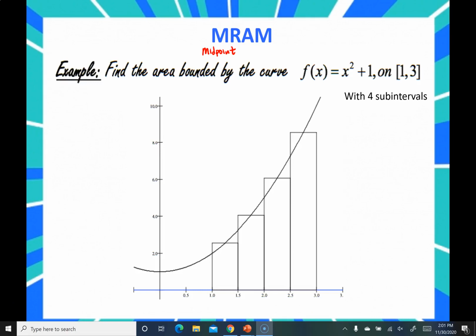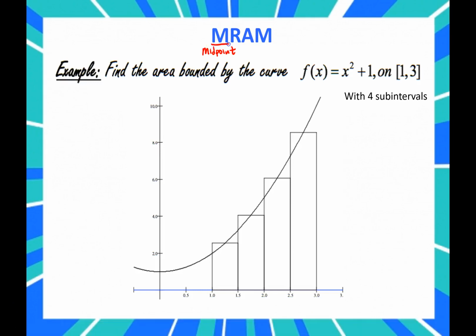All right, this topic is the MRAM, and remember the M stands for midpoint. So find the area bounded by the curve x squared plus 1 on [1, 3] with 4 subintervals. Well, the height of our rectangle is actually decided by the y value that's in between these two. So if you go up from this point, the middle, that's going to be the height of your rectangle. Same thing here. What's in the middle? 1.5 and 2.0. Well, that's 1.75, but we go all the way up, and that's there.